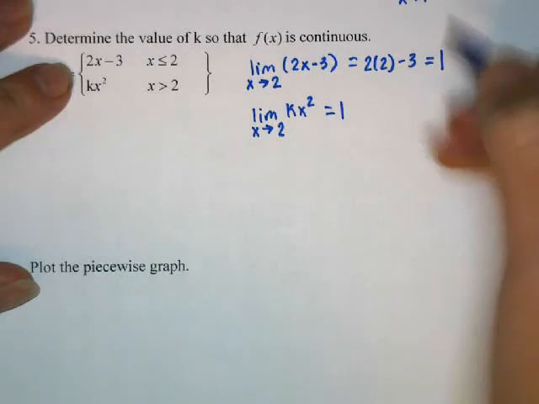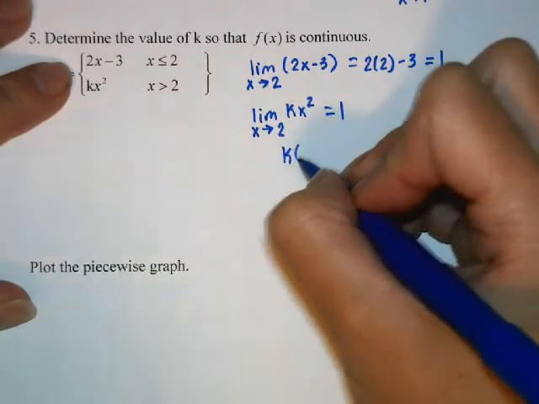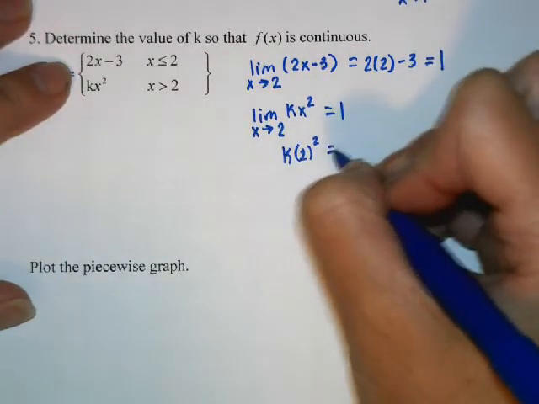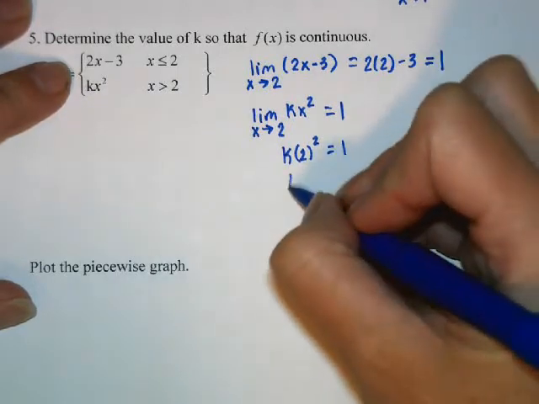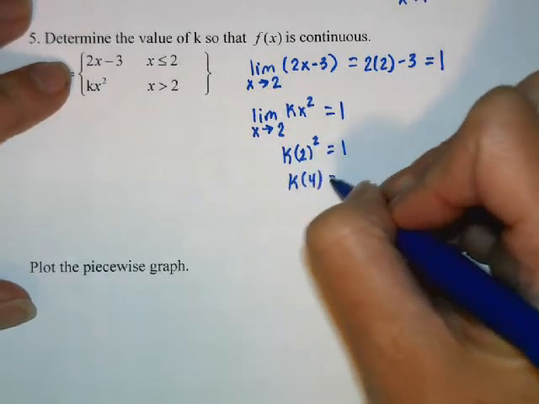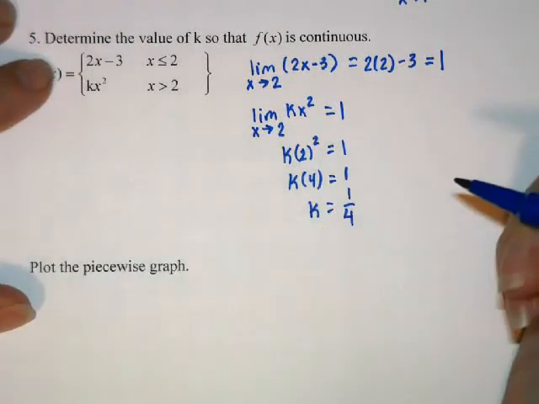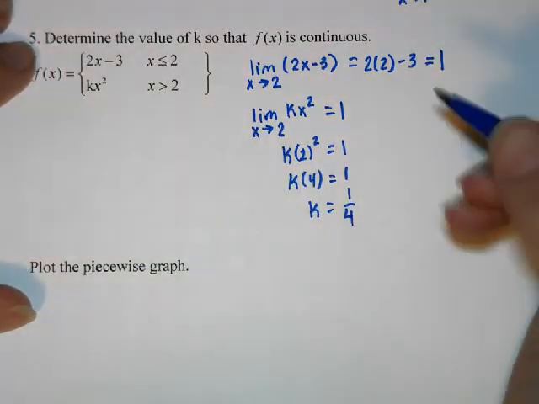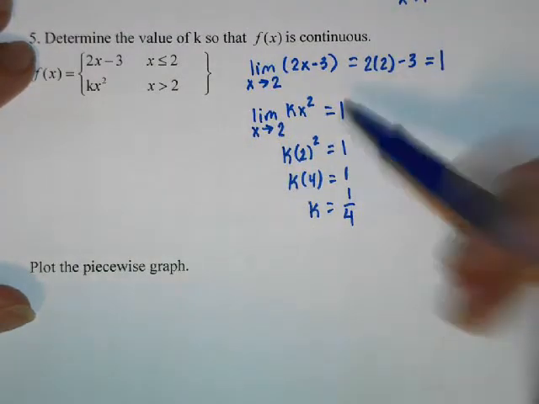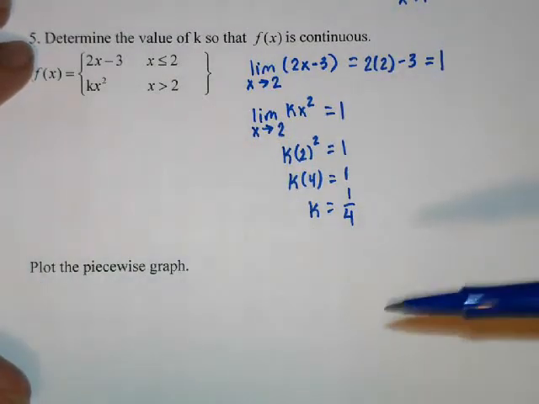So I'm going to set it equal to 1 and essentially solve this equation. So k times 2 squared needs to equal 1. So k times 4 equals 1. So k is going to be 1/4. And that will make it continuous because it's both going to go to 1 if k is equal to 1/4.